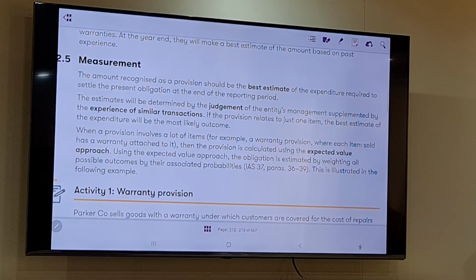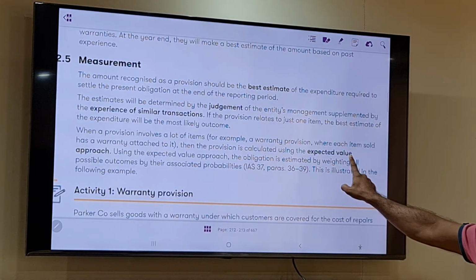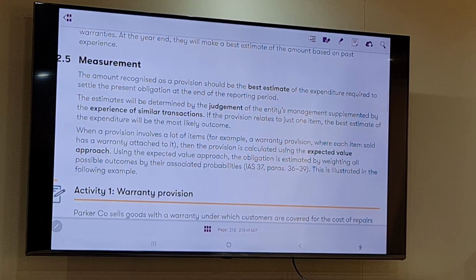The estimate will be determined by the judgment of the entity's management. Same thing: who is doing this calculation? The accountant of the company. He has good judgment. Because for the last 11 months I used to pay 350 rial, 325 rial, 375 rial like this. So take the total, put it in one basket, divide by 11 and then get the amount. Clear? And here, one mathematics we will use is known as the expected value approach. Let's see what that is.